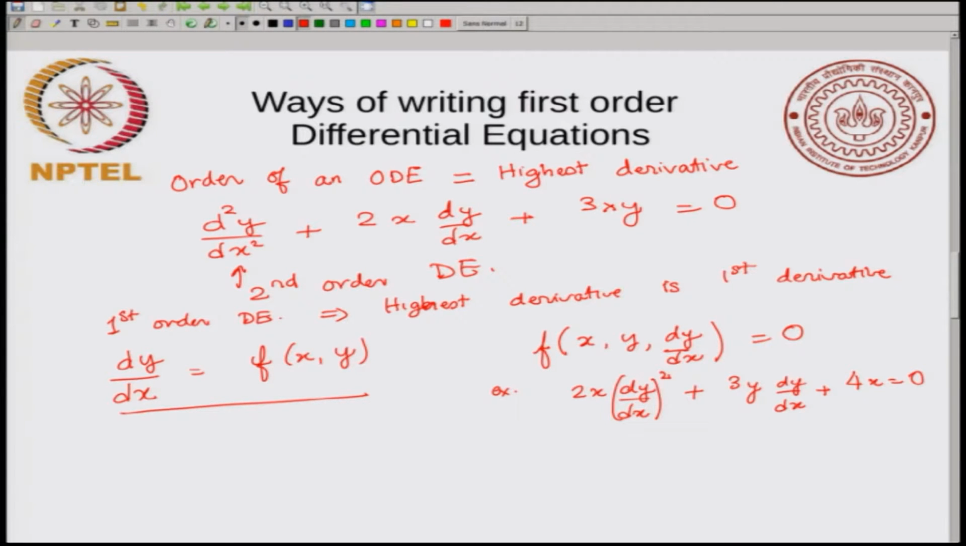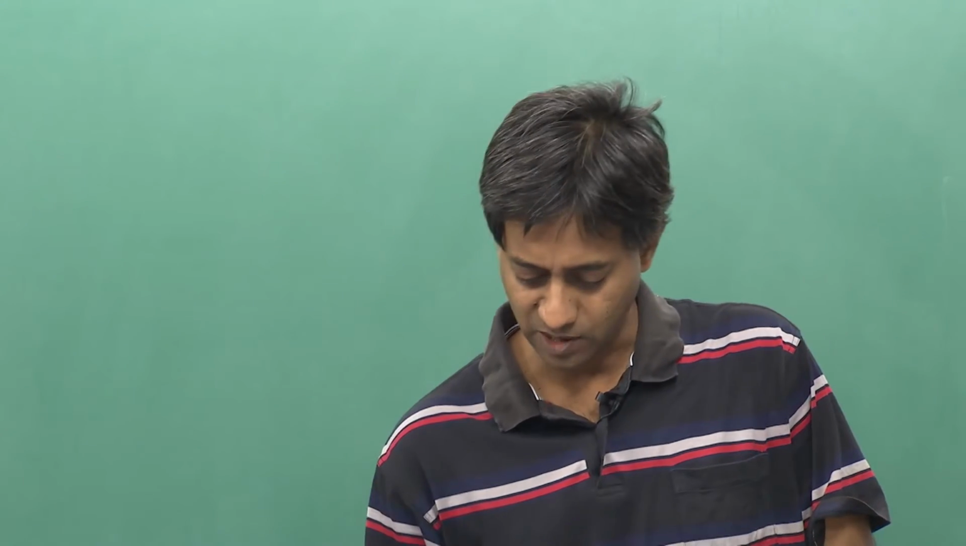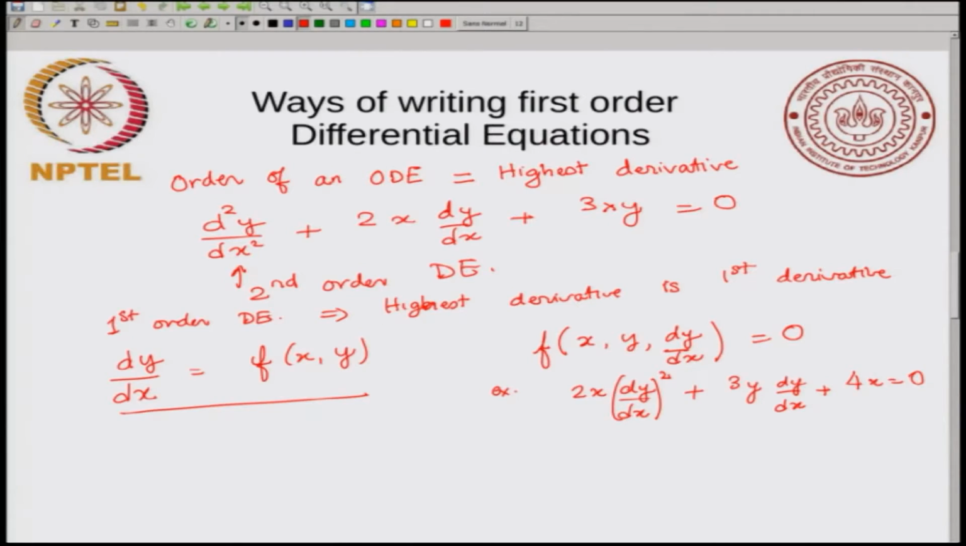A third way, which is often very useful, is to consider something like this. Imagine that you have a ratio of two functions and then you multiply it out and you write it in the form M of x, y dx plus N of x, y dy equal to 0, where M and N are some functions of x, y.